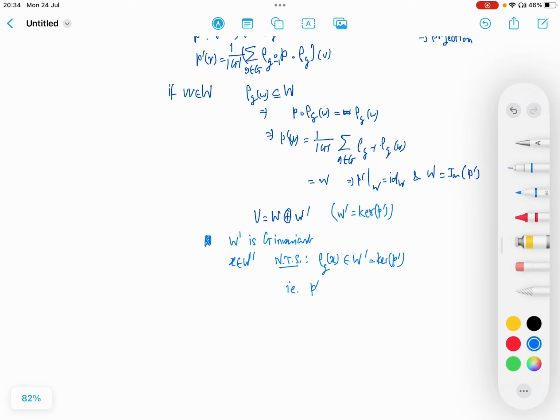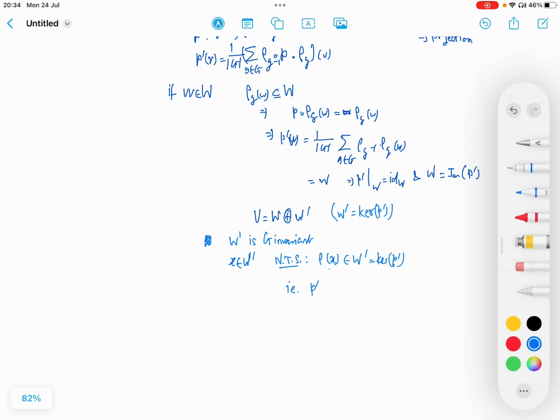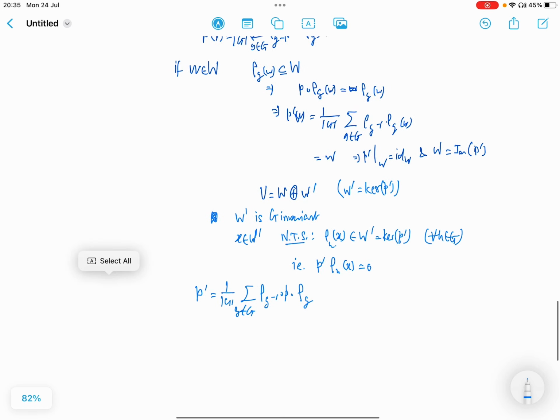Let's take some H, for all H. I'll tell you why. So you have to show P prime rho H of x is 0. And remember what is the definition of P prime? It is just the average of rho G inverse composite rho G over the elements of the group. Remember this is a finite group, so it is a finite set.